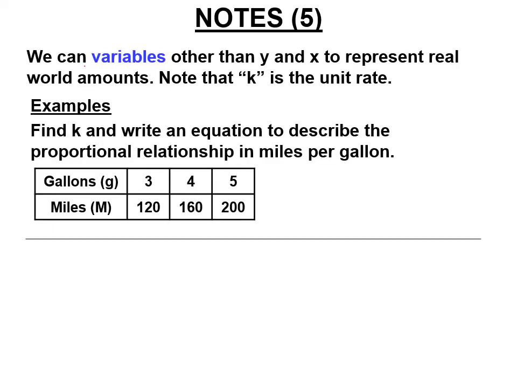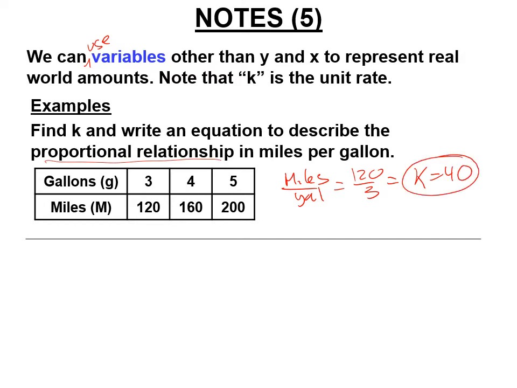We can use variables other than y and x to represent real-world amounts. Note that K is the unit rate. All right, find K and write an equation to describe the proportional relationship in miles per gallon. So the general equation is with y and x, but now we're going to use other letters, other variables, because we're talking about real world things like miles and gallons, right? So it says this is a proportional relationship. So it's miles to gallons, right? So K here is 120 over 3. K equals 40. So now we need the equation.